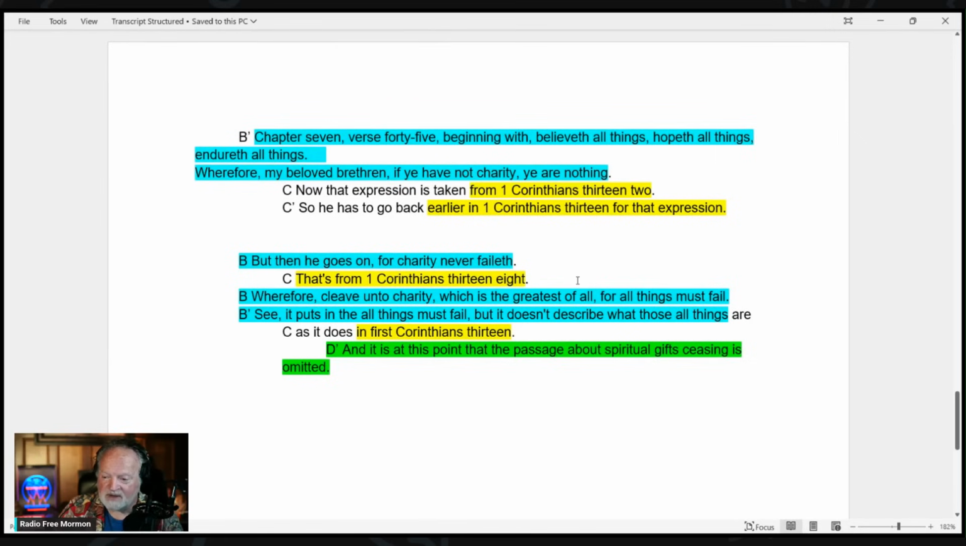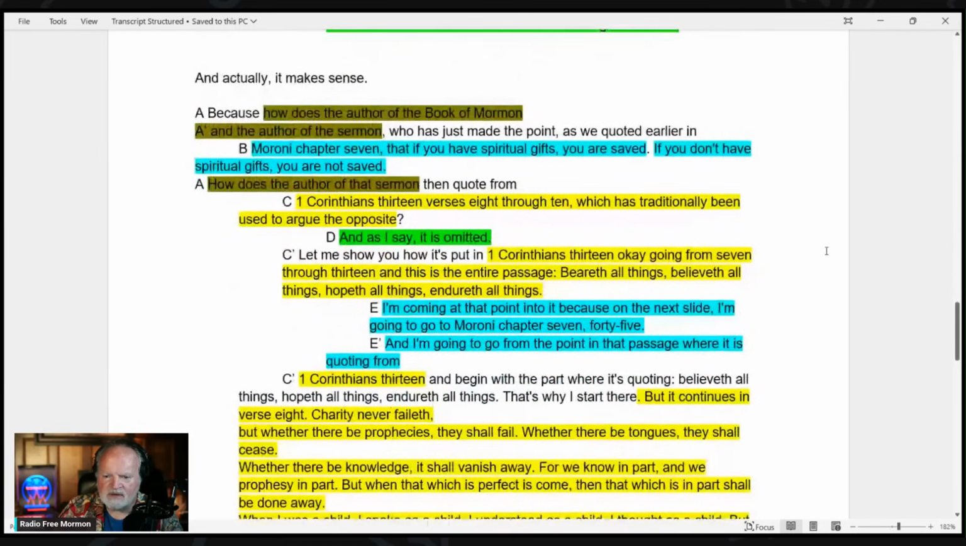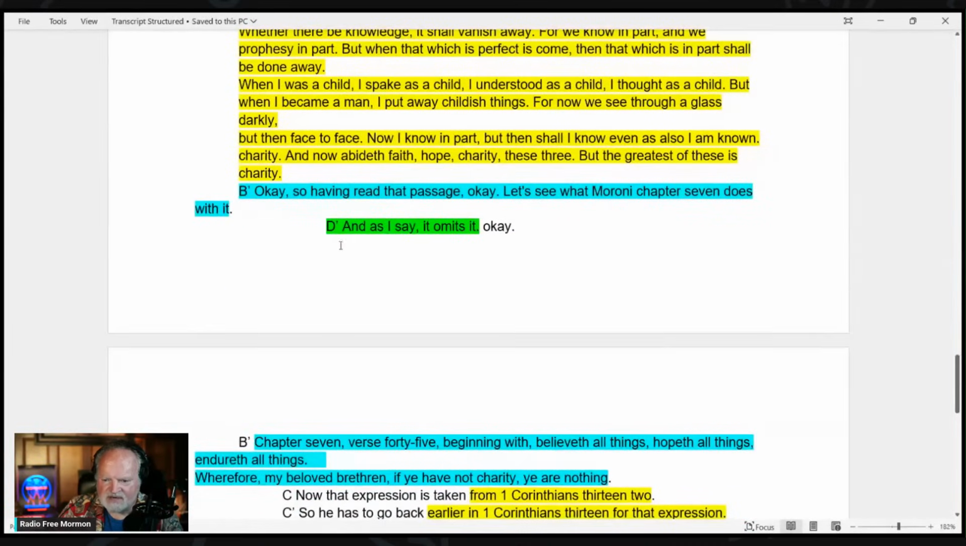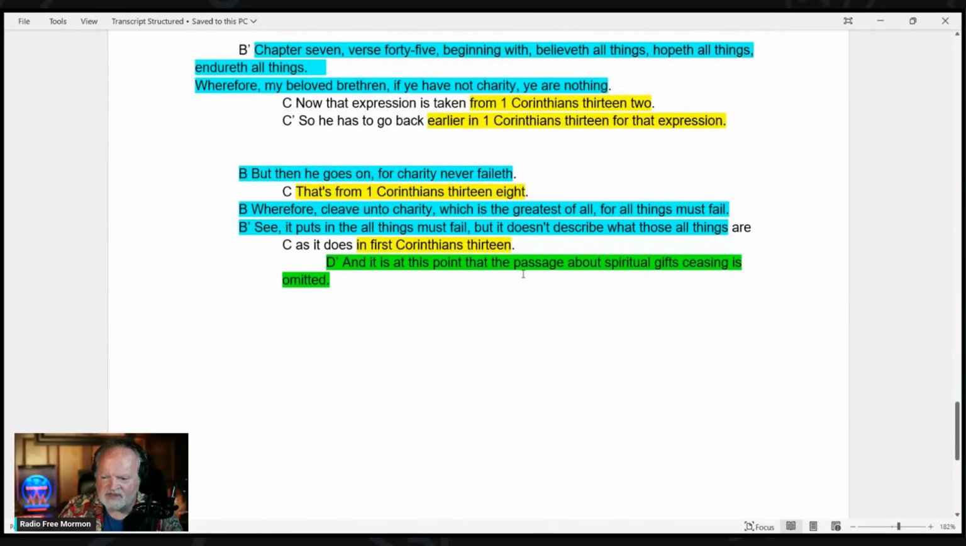Oh, and there's a fourth one. I forgot about this. There's another sub D. And it is at this point that the passage about spiritual gifts ceasing is omitted. So there's actually 4 times that this D shows up about something being omitted. The first time is up here where it says it is omitted, it is taken out of the Bible, it is glossed over. Then here is another D, and as I say, it is omitted. Here's another D, and as I say, it omits it. And finally, and it is at this point that the passage about spiritual gifts ceasing is omitted.